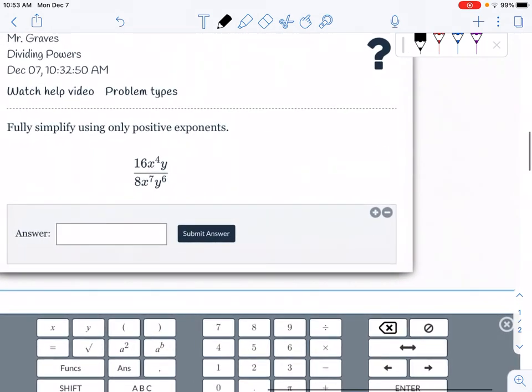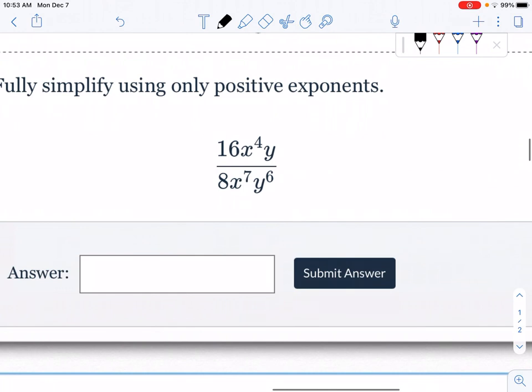Okay, let's take a look here. So I always first look to reduce my base numbers. So I have 16 over 8. This really means divided by, so 16 divided by 8. So if you know that that's 2, you can do it like that. If you have to reduce, you say 8 goes into 8 once, 8 goes into 16 twice. So it's 2 over 1. I'm going to take a look at my x's.